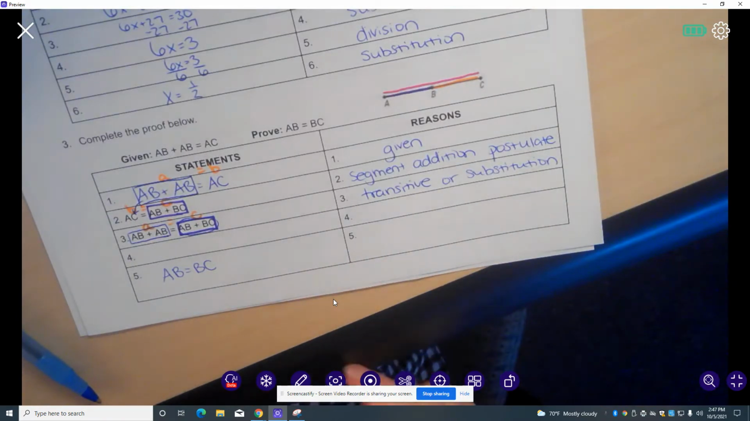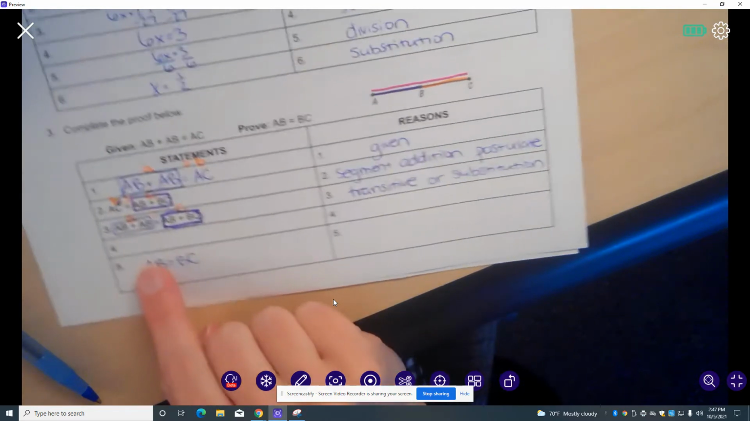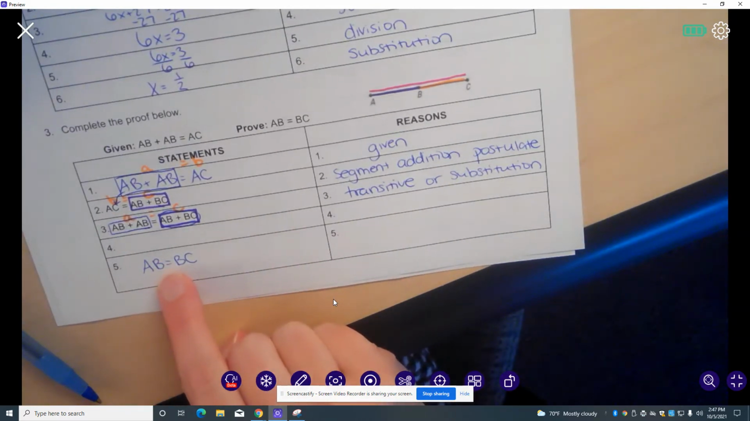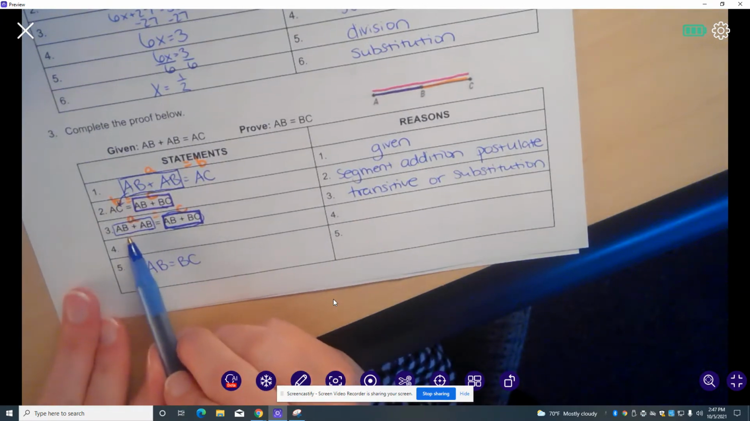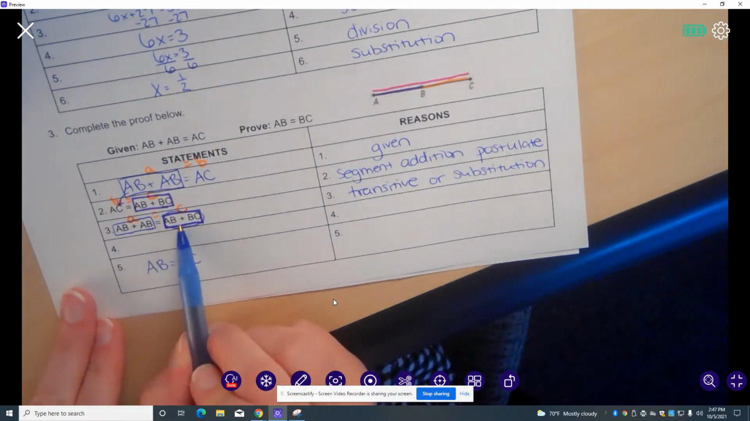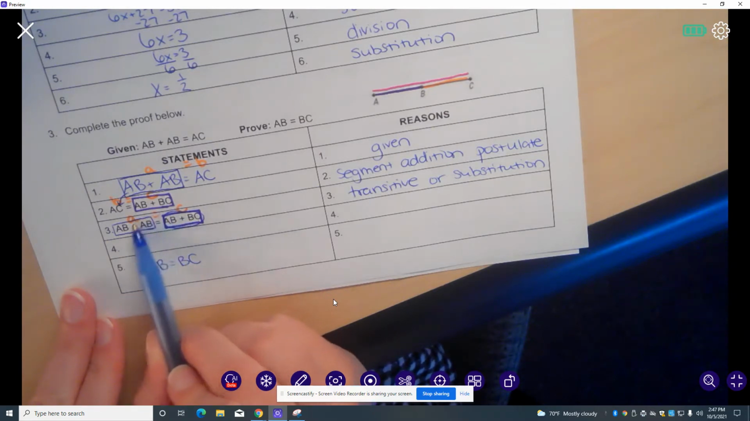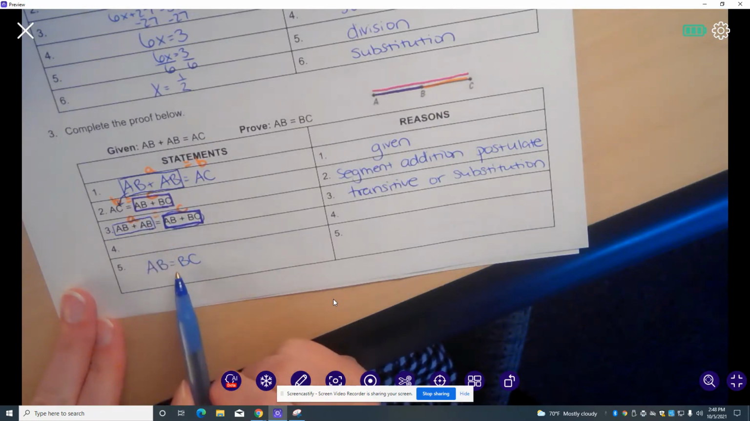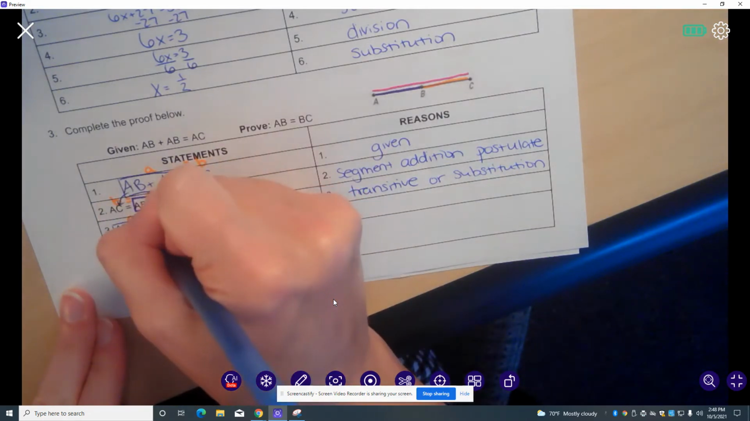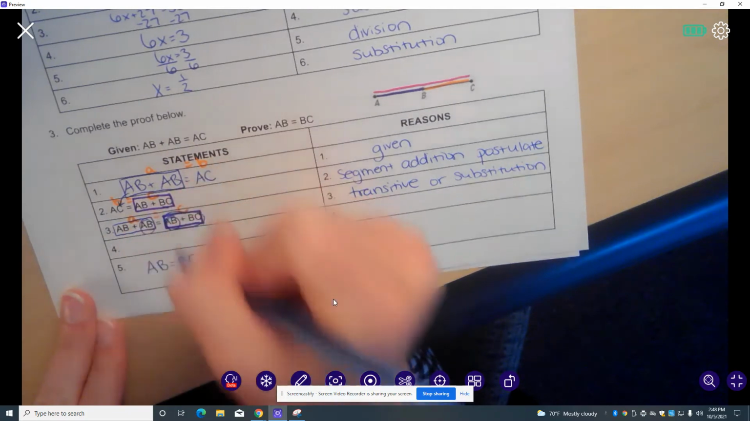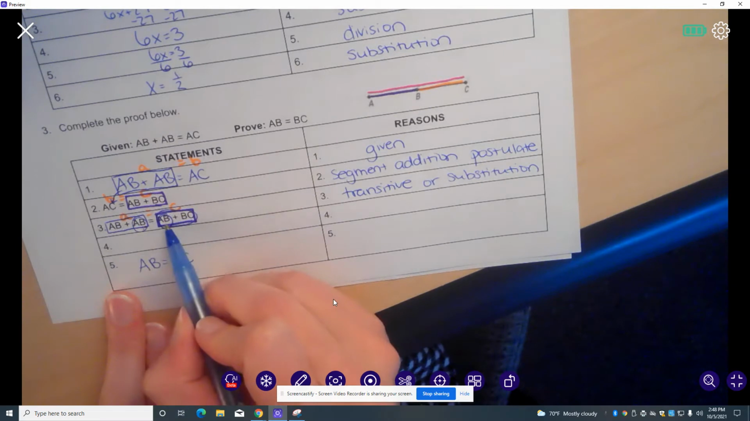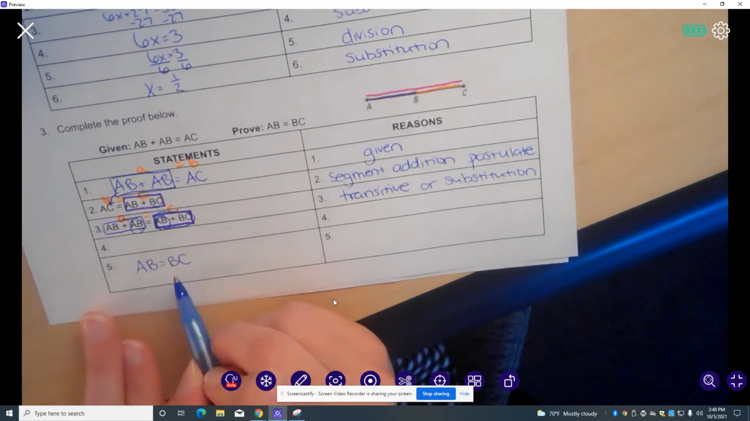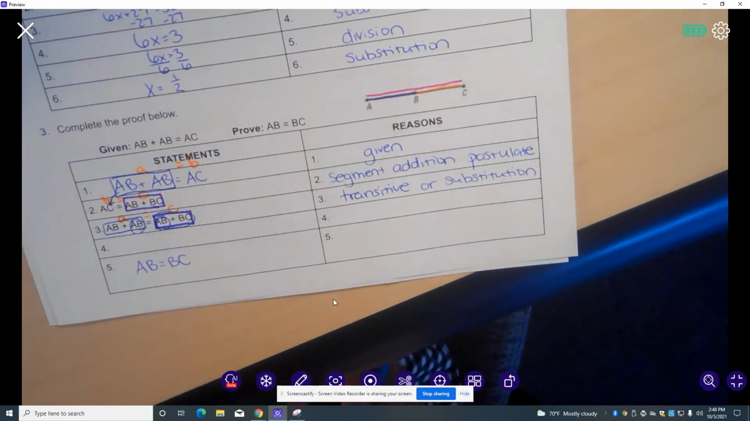Okay. So now I have to figure out what's going to be statement 4. Remember, this is my goal. I want to get AB equals BC. If I'm looking at equation 3, I notice that I could use equation 3 and work my way towards this more simplified equation by, notice there's an AB on both sides of the equal sign. I could subtract an AB on both sides to get my final equation.